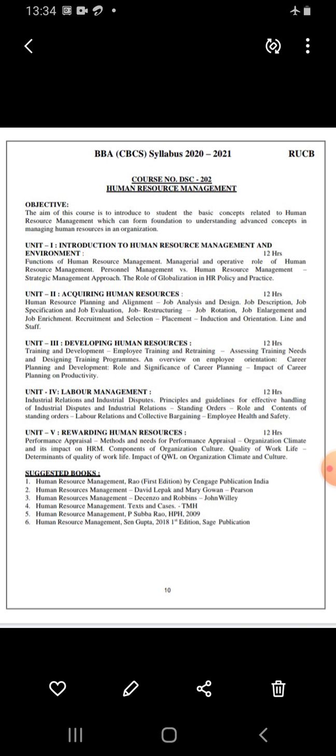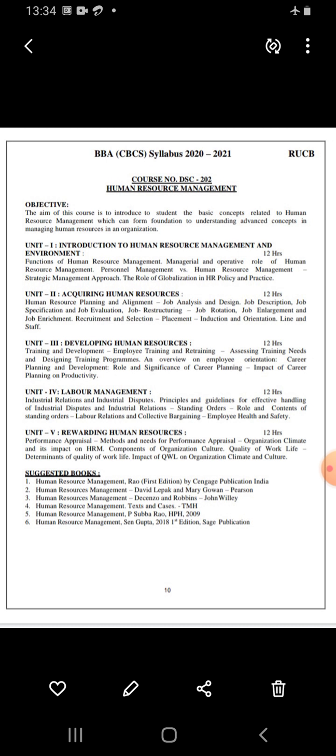So let's start one by one. Unit 1 is Introduction to Human Resource Management and Environment. Here we'll be discussing meaning, definition of human resource management, functions of human resource management, that is managerial and operative functions. We'll be discussing difference between personal management and human resource management, strategic management approach, and the role of globalization in HR policy and practices.